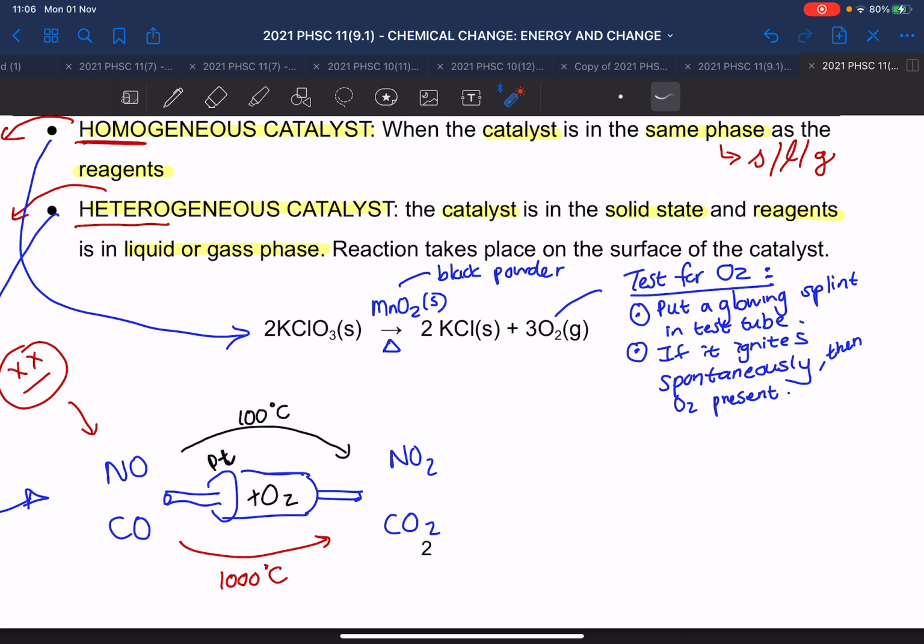So those are the two types of catalysts that we get. Now we're going to look at the two different types of reactions that we find.